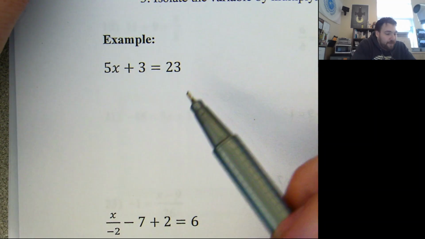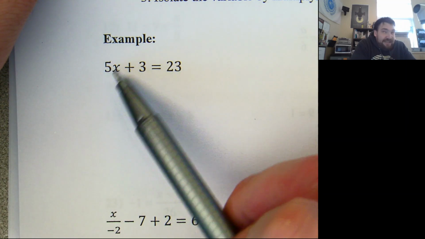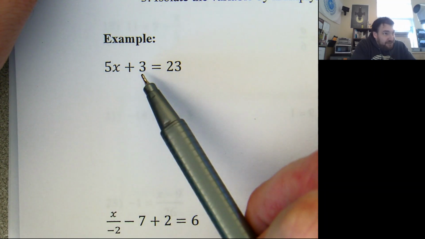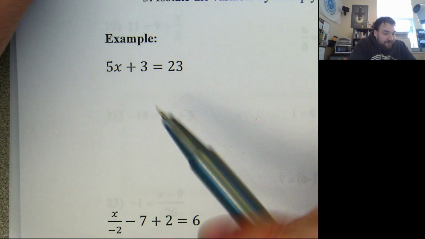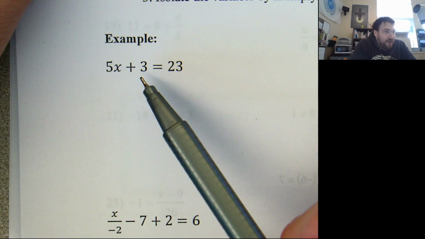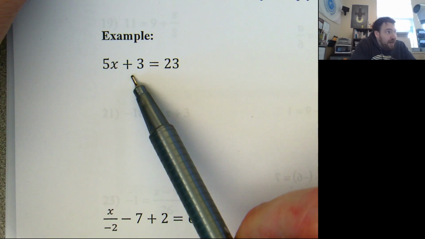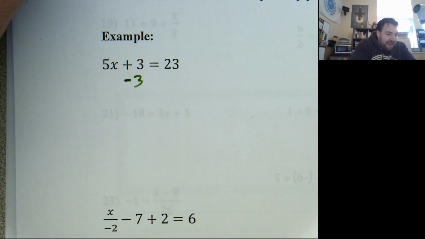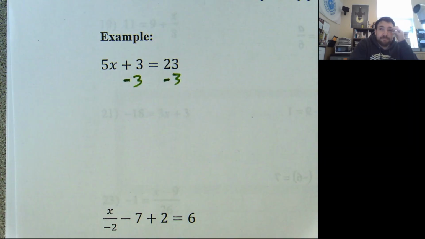So I have 5x plus 3 equals 23. I want to isolate the term with my variable, so I want to get rid of this plus 3. Jackson, what do I do? We are not subtracting 5. We're adding 3. So to undo the adding of the 3, we're going to subtract the 3. And to keep things fair, whatever we do to one side, we have to do to the other.